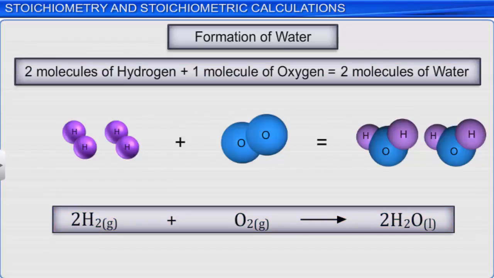We know that chemical reactions can be illustrated through a chemical equation. A chemical equation can be divided into two parts. The reactants appear on the left side of the equation.